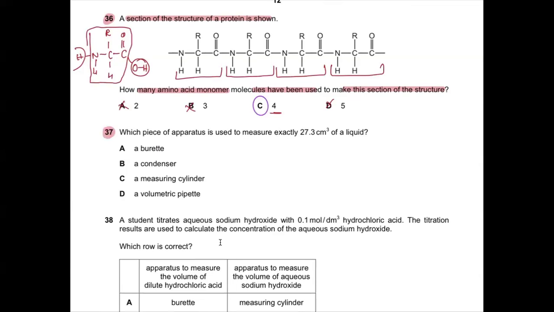Now, MCQ number 37. Which piece of apparatus is used to measure exactly 27.3 cm cube of a liquid? It's in decimals and you need an accurate measurement, so it's always a burette, not a condenser. A measuring cylinder gives an approximate reading. A volumetric pipette just gives you exactly 25 cm cube or exactly 10 cm cube, whatever the capacity of that pipette is. So A is the correct answer. Till here, is this clear to all of you?